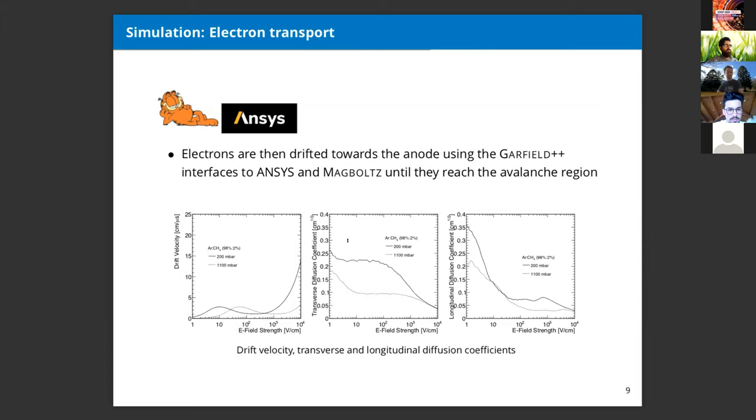So you see here some plots produced from MagBoltz showing a few properties of a particular gas. So this is argon CH4, two different pressures. And you can see how various properties change as you increase the electric field strength. So as you increase the electric field strength, the drift velocity tends to increase, but the diffusion tends to decrease. So these are the transverse and longitudinal diffusion coefficients. So as the electric field strength gets stronger, diffusion decreases. So this diffusion is very important in the outer regions of the detector where the electric field strength is lower.